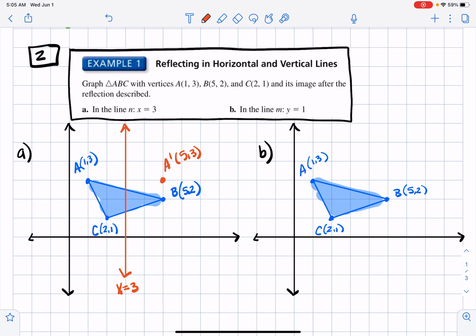Okay, B is at (5, 2). So if I reflect it over the line, notice I'm 2 units away. So if I'm 2 units away from my line of reflection, then I'm going to go 2 units away back on the other side. So this would be point B prime, and that would be at the point (1, 2).